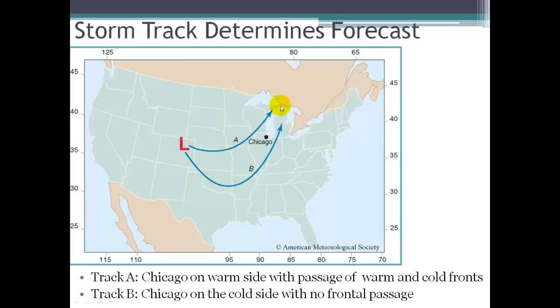So if track A is the track that the storm follows, Chicago is going to be on the warm side as the warm and cold fronts pass. But if the storm follows track B, Chicago is going to be on the cold side. So it could be two very different forecasts depending on which track that storm follows.